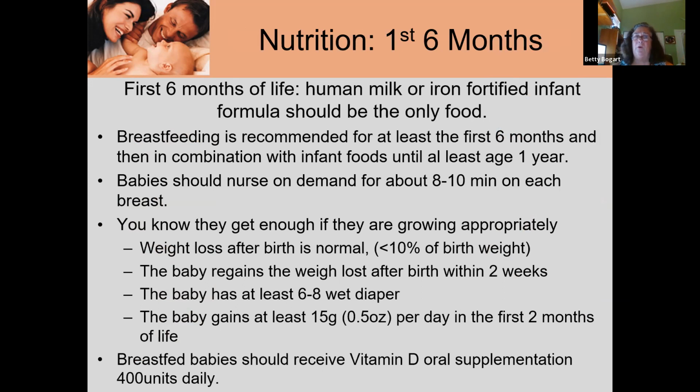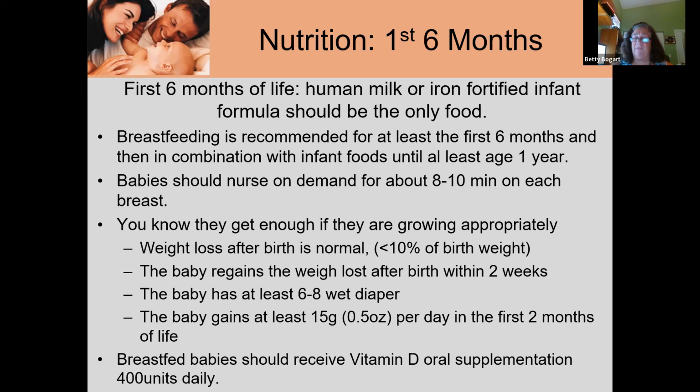So the most important thing that we can do for our children is nutrition, nutrition, nutrition. So for the first 6 months, it's either breast milk or iron fortified formula. We know why iron fortified, because we're not making red blood cells. These children can become anemic, right?